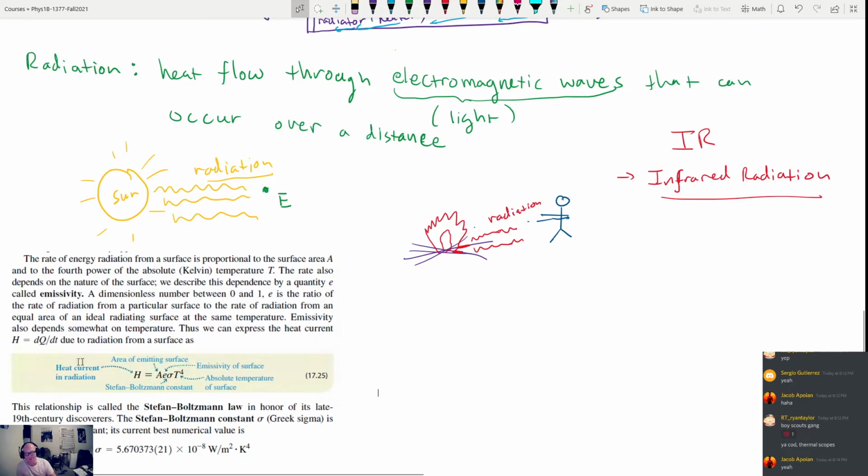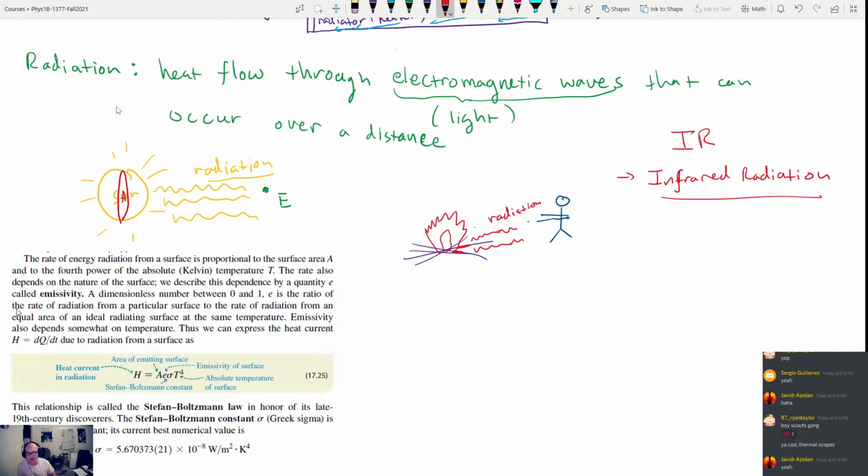So heat current for radiation depends on the following things. It depends on the area of the emitting surface. So let's think about the sun. What would the area of the sun be? You'd have to take a cross-sectional area of the sun, kind of like this. You'd basically slice the sun down like this, and you say the sun has a cross-sectional area A, which would be pi r squared, where r is the radius of the sun. So that's your A. I know it's a globe, or a sphere, but when we talk about this, we need an area. And then you have emissivity, a dimensionless number between 0 and 1.